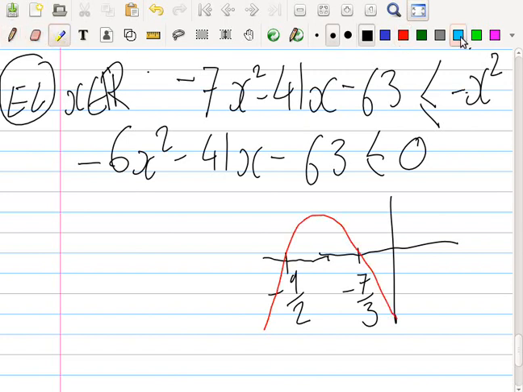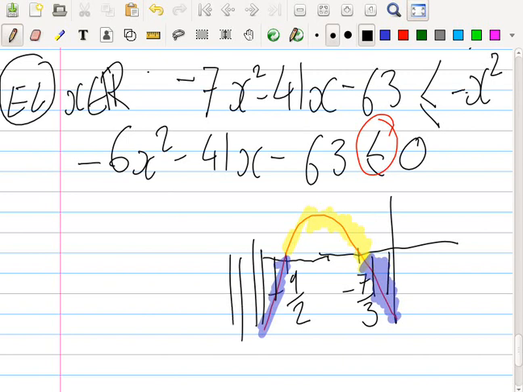Again, I'll stick to my same colours. Yellow for positive, yeah, and then let's say blue for negative. Now, do I want positive or negative here? Negative. I want negative, yeah? We changed the -7 to -6, because I brought this to the left. So do I want negative or positive? Negative. So that means I want this piece here and this piece here.